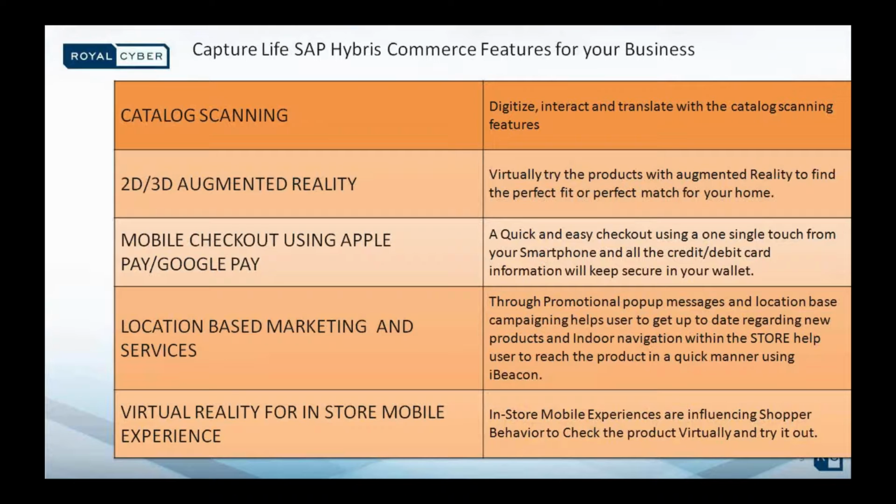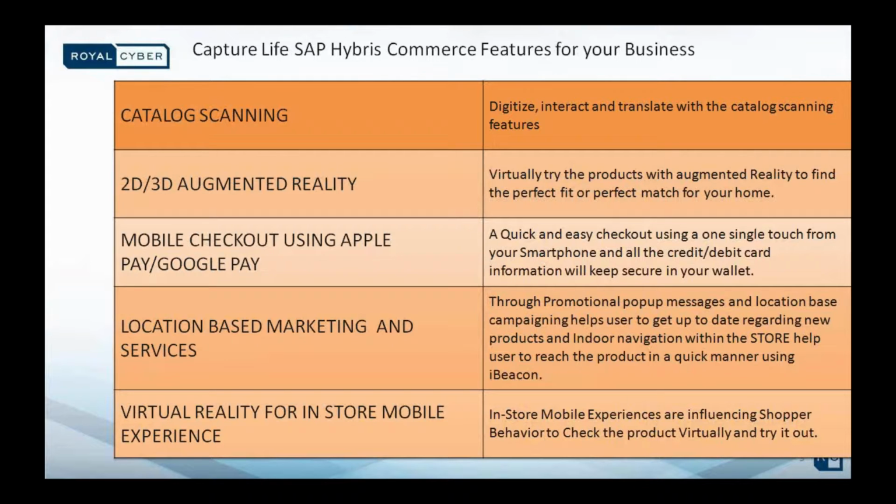So what we do is digitize that scanning, translate the catalog scanning features, and with augmented reality, like I was talking about, it will see how perfectly the product fits, as if you are trying it out in your home. For example, you are going into a furniture store and you see how the furniture fits into your home based on the size of your living room or family room. That type of thing is already built into this technology.